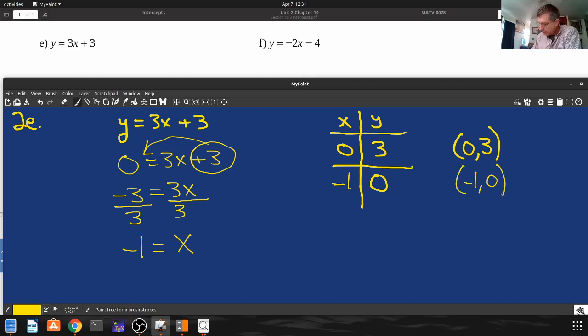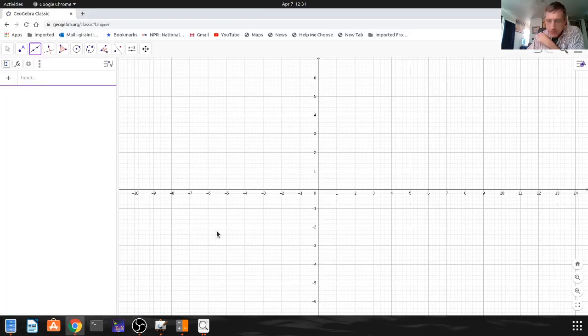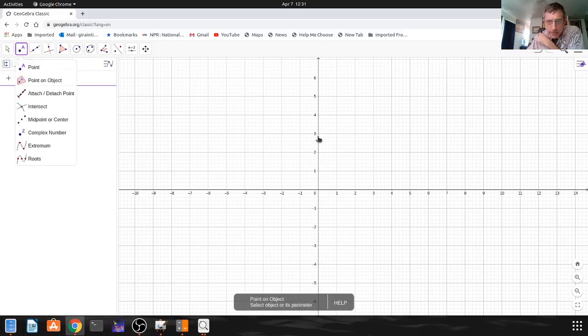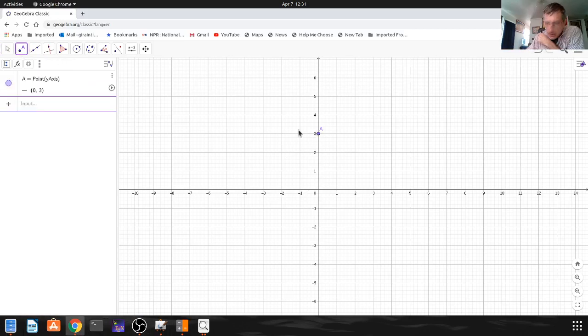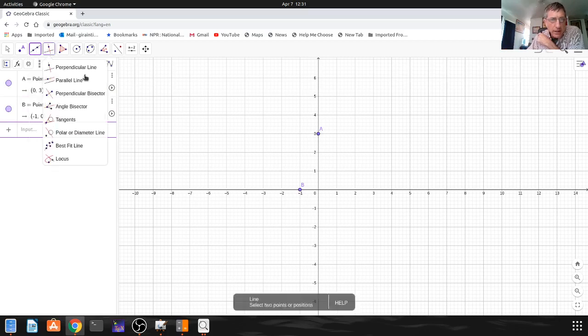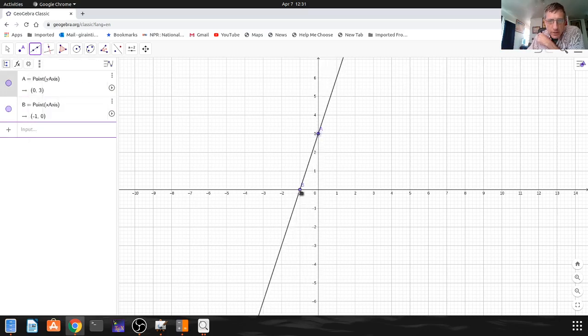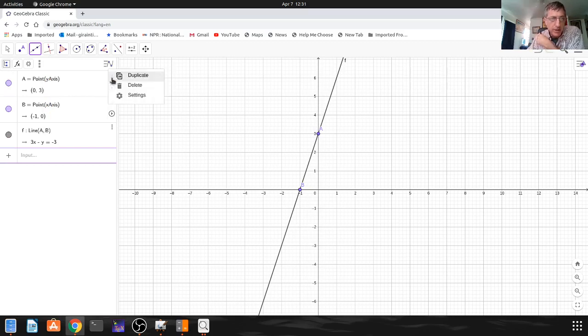So let's see what those look like when you graph them. You should be able to graph these really fast. By the time I write this down, you should already have it graphed. So 0, 3 is my y-intercept. And minus 1, 0 is my x-intercept. And the line that goes through them looks like that. A little bit steeper than what we've been looking at, but that's what it looks like.